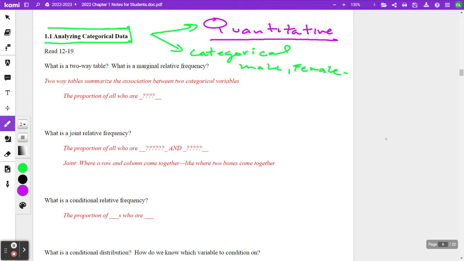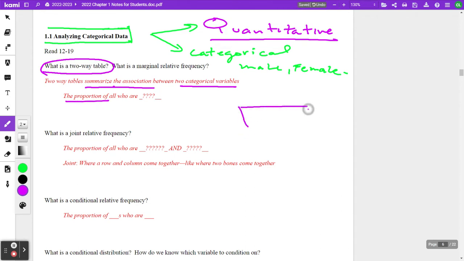Most of the time, we take categorical data and we display it in a two-way table. You guys have seen two-way tables before. They summarize association between two categorical variables, and that's usually with proportions. So let's just make a two-way table. It's like a Punnett square, really. It's two of them here.